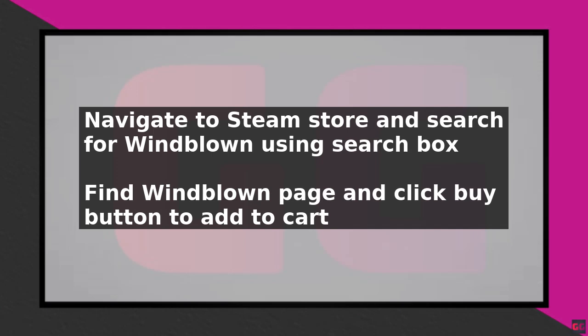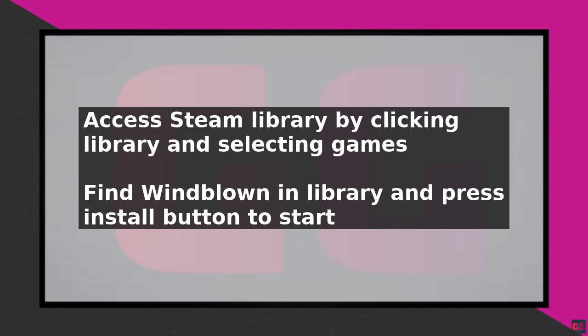With your account set up, navigate to the Steam store by clicking Store at the top left of the screen. Next, use the search box to find Windblown, and click on the game to go to its page. On the game's page, click the Buy button. Then add the game to your cart and view your cart.